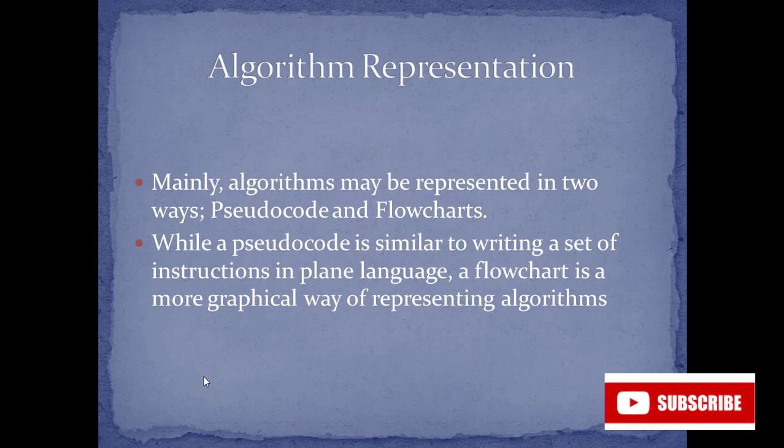Now, algorithm representation. Algorithms can be represented in different ways. That is, you can break down a program step by step in different ways, and two of those ways are pseudocode and flowcharts. A pseudocode is similar to writing a set of instructions in plain language. So you're going to see words and statements and instructions, right? But a flowchart, on the other hand, is a more graphic way of representing algorithms. You're going to see some shapes and arrows connecting the shapes and so on. But this tutorial is going to cover pseudocodes.